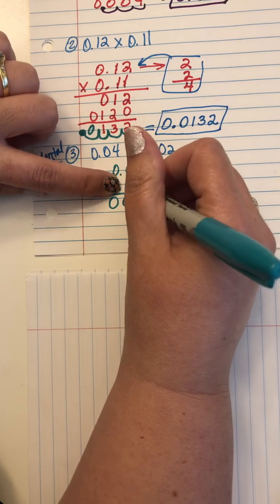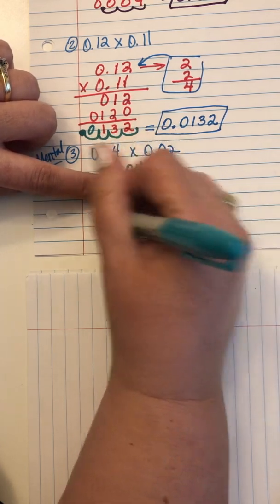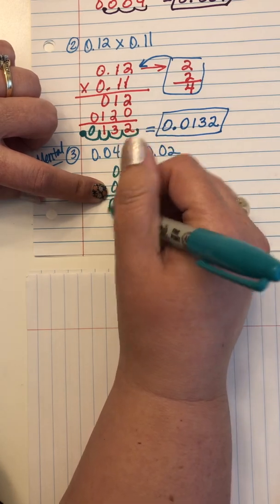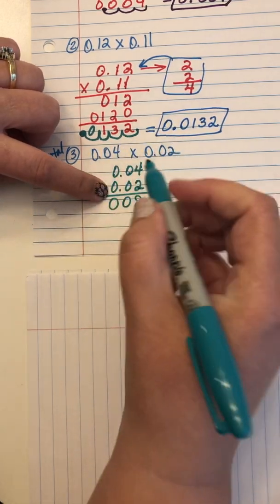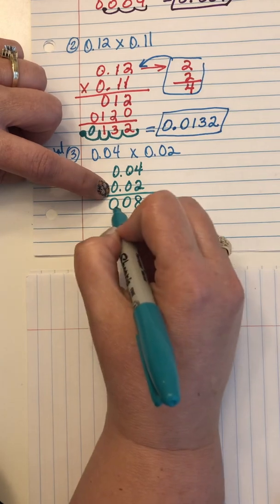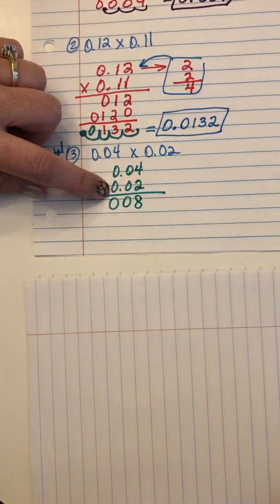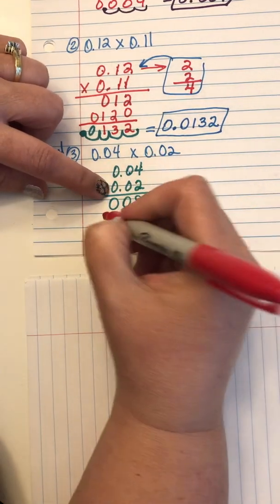Because I'm doing 0 times 4, 0 times 0, 0 times 0. So I'm not going to write those down. And then I'd have 0 times 4, 0 times 0, 0 times 0. So that'll be all zeros too. So I know that I'm going to end up at the bottom of it with 008 as my final. Okay?